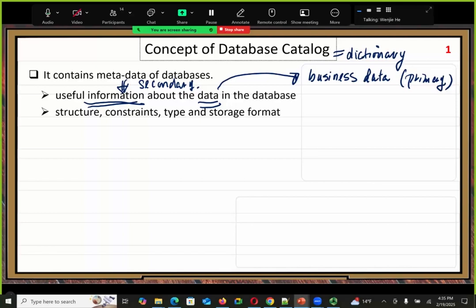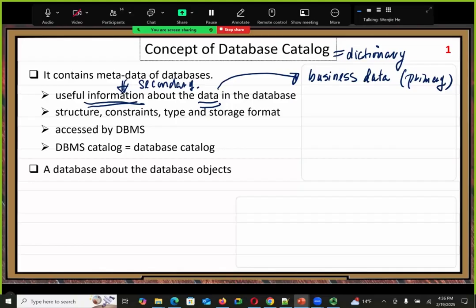So the content of the metadata: structure, constraints, type, storage format. How do you organize your business data? That kind of information. So you use a catalog to store this kind of supporting information, and it is accessed by the DBMS. So the DBMS knows how to use this information to access the business data. Sometimes people call it the DBMS catalog, sometimes the database catalog. It's the same thing.